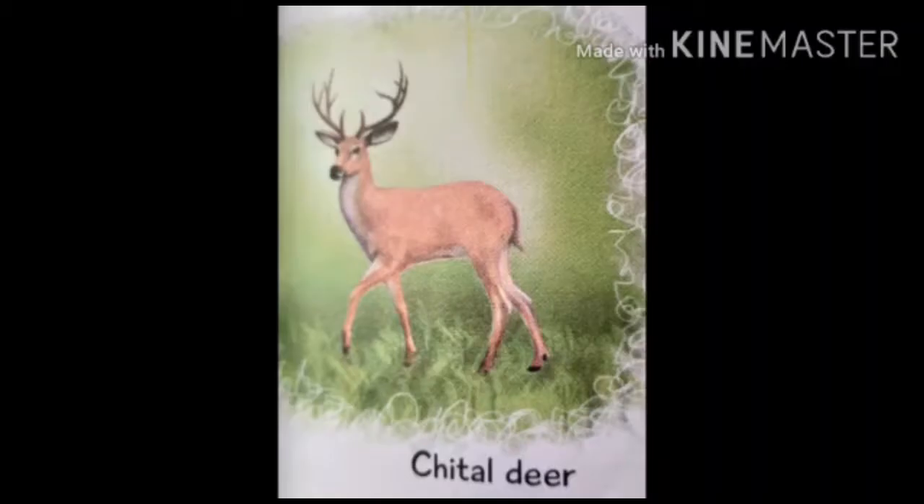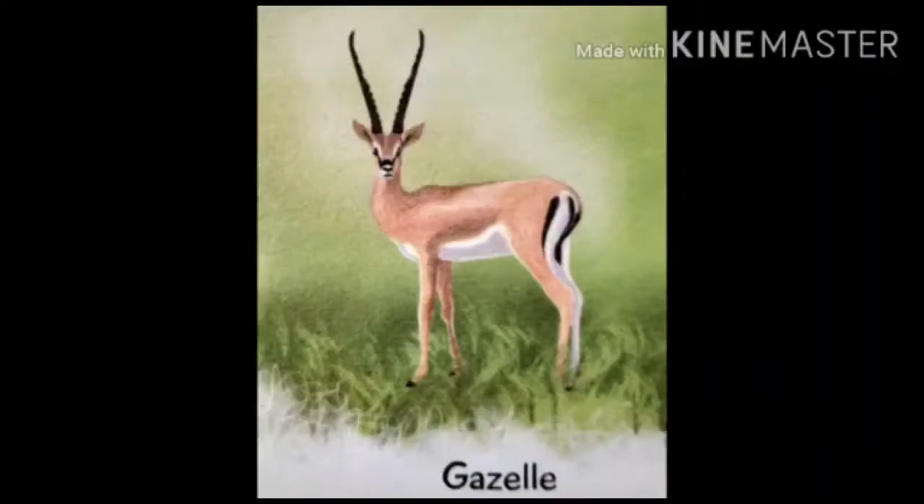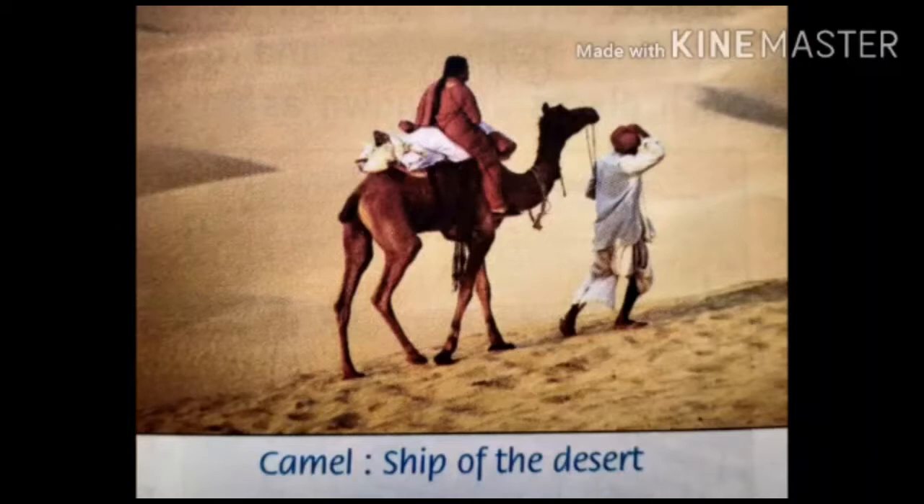Other animals that are present in the region are blackbuck, chital deer, nilgai, quail, duck, geese and the hardy camel. Which animal is called the ship of the desert?